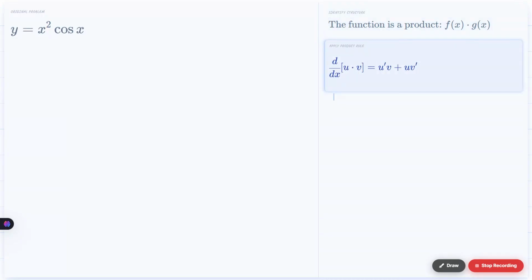We will use the product rule, which is u prime times v plus u times v prime. We do this to find the derivative of a multiplication problem. The product rule tells us how to handle two parts being multiplied.